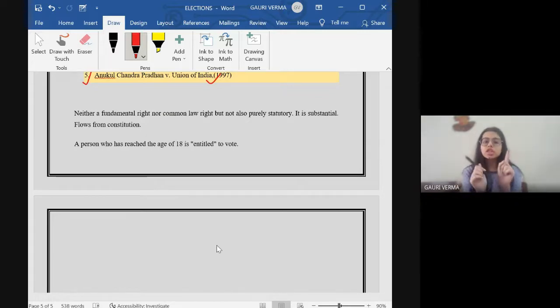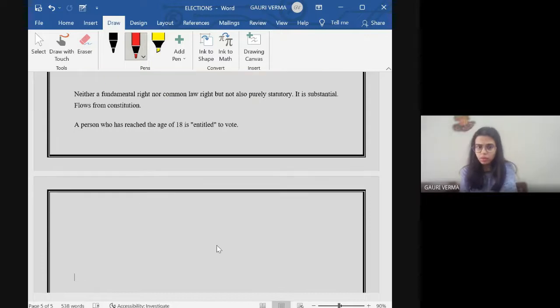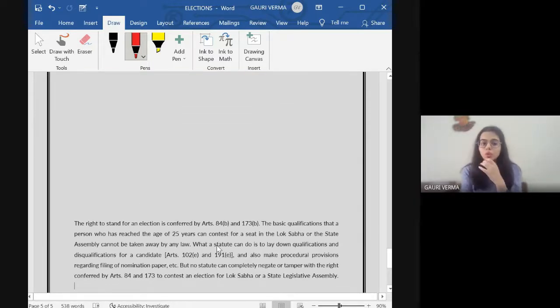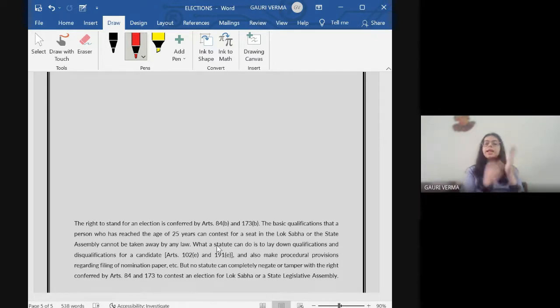Now Article 326 of the Indian Constitution also says that a person who has reached the age of 18 years is entitled to vote. You have to vote, right? It is entitled to vote. This is a constitutional right. Next, the right to stand for an election is also conferred under Articles 84(b) and 173(b). And there are certain basic qualifications and disqualifications for a candidate mentioned under Articles 102(e) and 191(e).